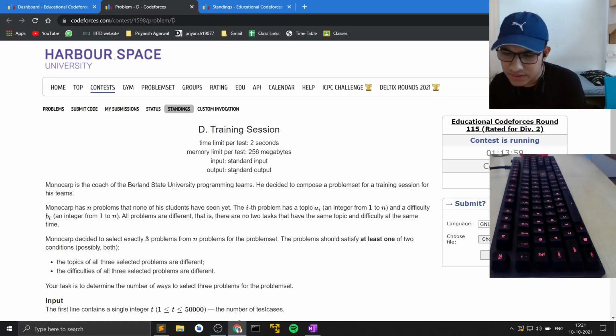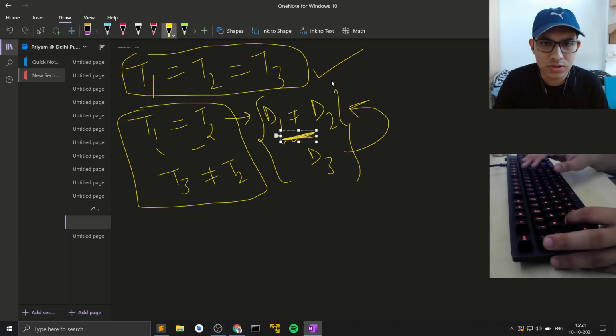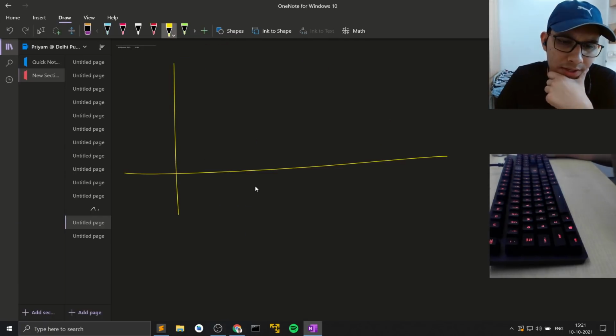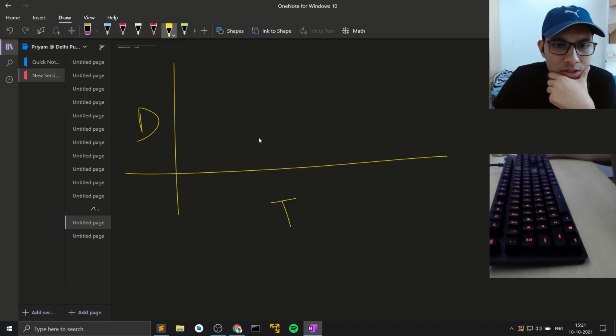Okay, what if I represent these points on like a number line? Can I do something with that? Like if I have this number line and I represent this as the topic, this as the difficulty. So, I mean, this is not a number line, this is like a graph itself. So if I plot these points, they would look something like this. And since they all are distinct, they won't be overlapping.